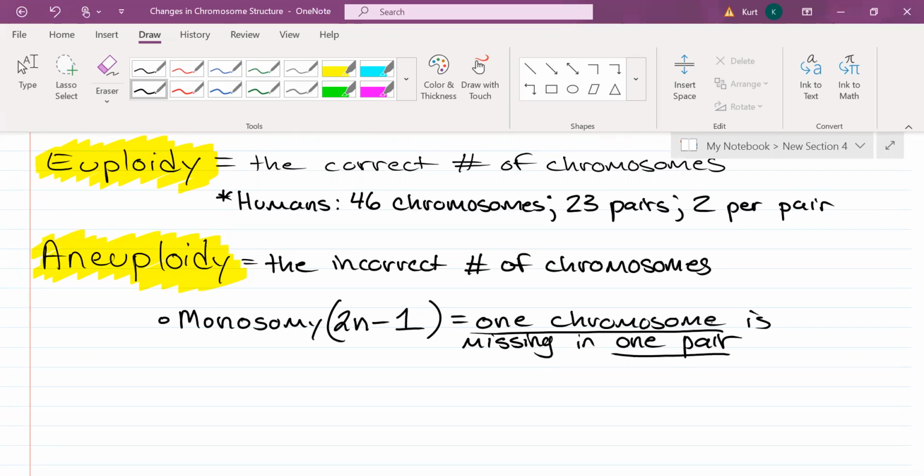She's missing 1. An individual with Down syndrome, they have 2 chromosomes, like we do, in their 1st, 2nd, 3rd, and so on, through their 20th, and 22nd, 23rd pairs. In their 21st pair, they have 3 chromosomes when they should only have 2. Yes, Jasmine?